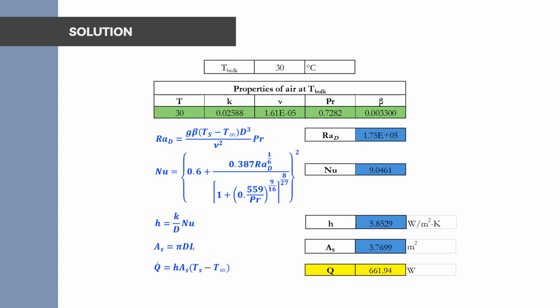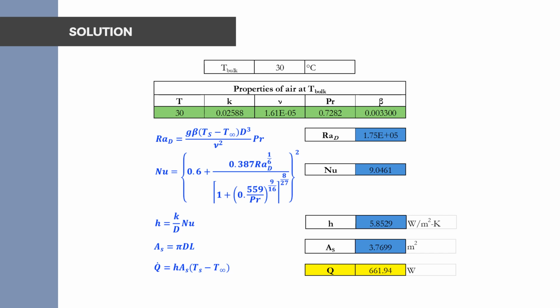The first dimensionless number that we can solve is the Rayleigh number, which is given by the first formula shown on the slide. The values that we need are gravitational acceleration, g, the reciprocal of the absolute bulk temperature, beta, the surface and ambient temperature, Ts and T infinity, respectively, the Prandtl number, and finally the kinematic viscosity, nu. Plugging in these values, we get a Rayleigh number of 1.75 times 10 to the negative 5.